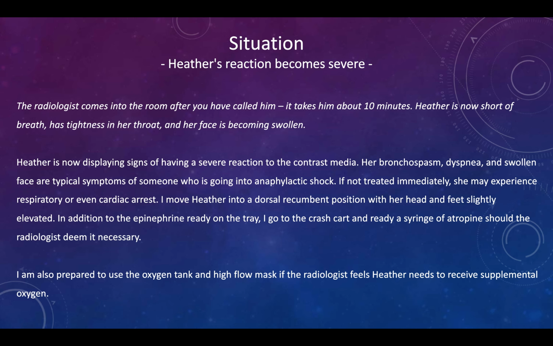So I move Heather into a dorsal recumbent position with her feet slightly elevated, as well as her head slightly elevated, because that's going to help her breathing. And in addition to the epinephrine that we've got on the tray, I go to the crash cart and make sure that we have a syringe of atropine ready to go as well if the radiologist needs it. And I'm also making sure that the oxygen tank is ready to go with a nice high flow mask if the radiologist feels that Heather needs to start receiving supplemental oxygen, because she just can't get enough in right now because of her swollen, constricted throat.